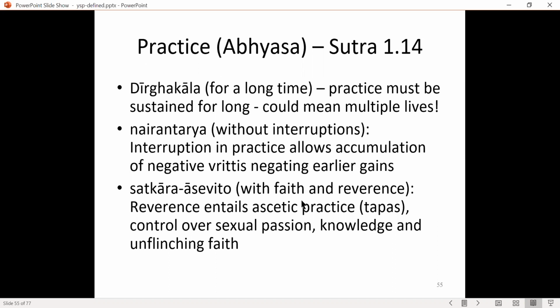Satkara sevitaha means with faith and reverence. Reverence entails ascetic practices of tapas, control over sexual passion, knowledge, and unflinching faith. These are some of the words that some of the commentators have used. That means when you do the practice, do it with a sense of reverence, but also with a sense of tapas. Tapas means you are really applying yourself forcefully to the practice. Control of sexual passion is quite common.